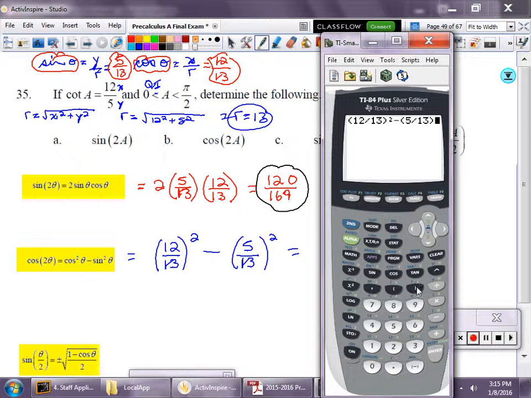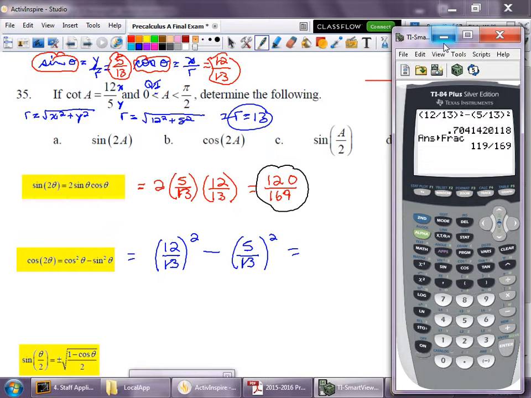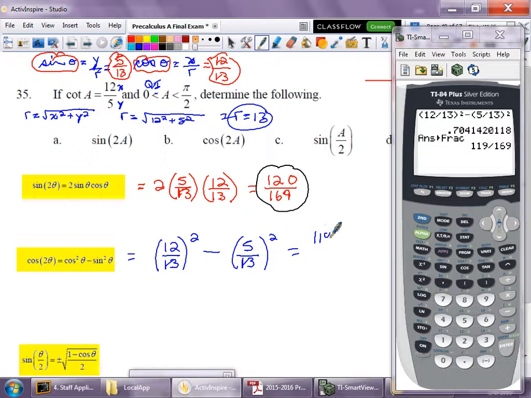Okay, and I'm just putting this, square it. The formula says to square it, and put it in. Enter. Math. Enter. Enter. Yes, this is the correct answer. Okay.